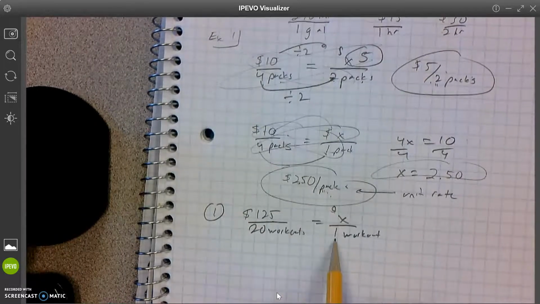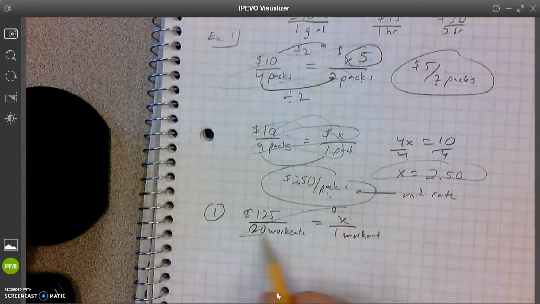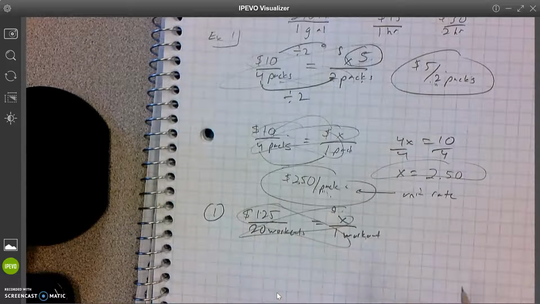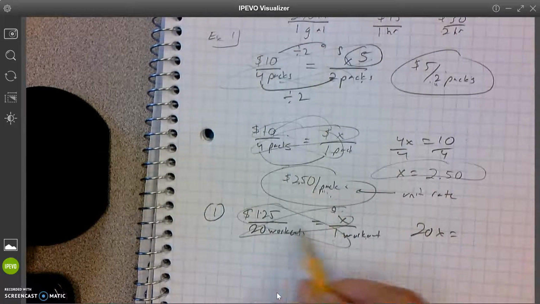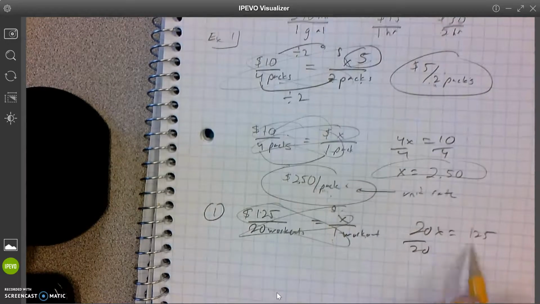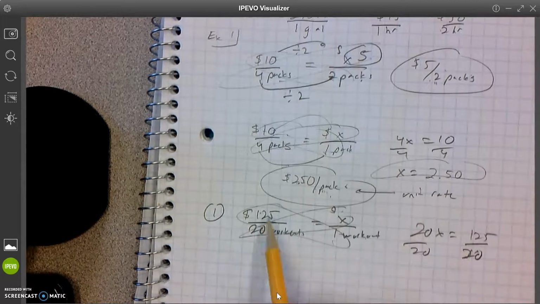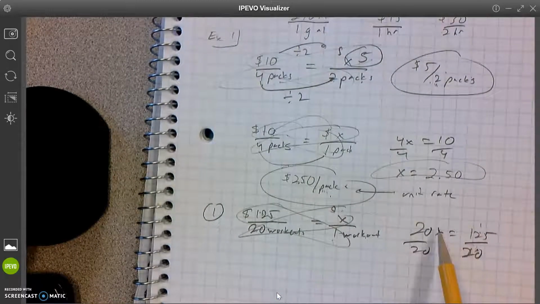So set it up like last time. Dollars across from dollars, workouts across from workouts. So you can cross multiply and divide. But what you'll find, watch when we do this, 20x equals 1 times 125. You're essentially just dividing the numerator by the denominator, right? So that's 125 divided by 20 to get x.